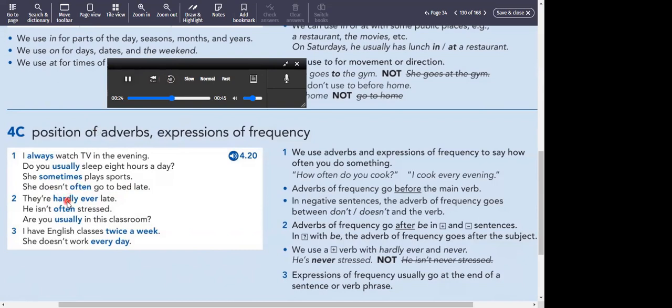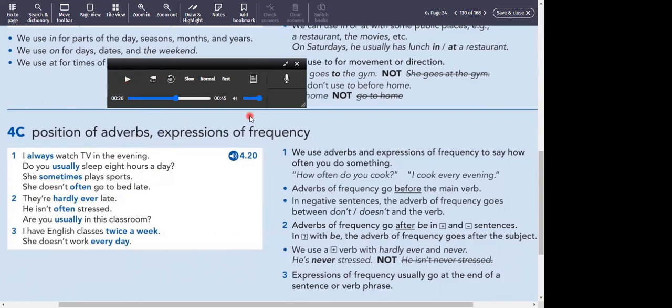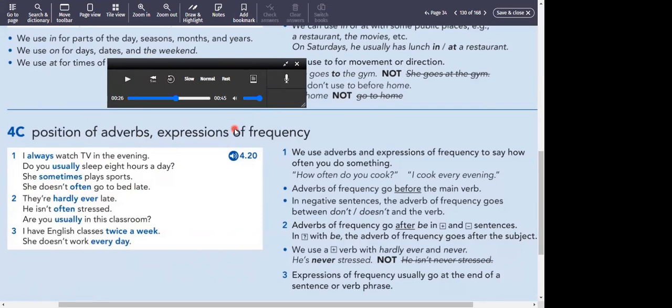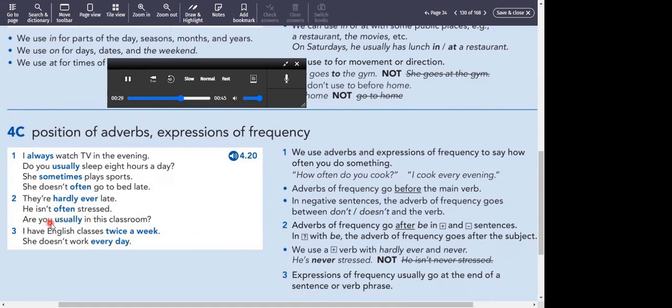Number 2. They're hardly ever late. Hello, Cecilia. Do you want to talk something? É pra eu ler o número 2? Let's listen first. Okay? He isn't often stressed. Are you usually in this classroom?